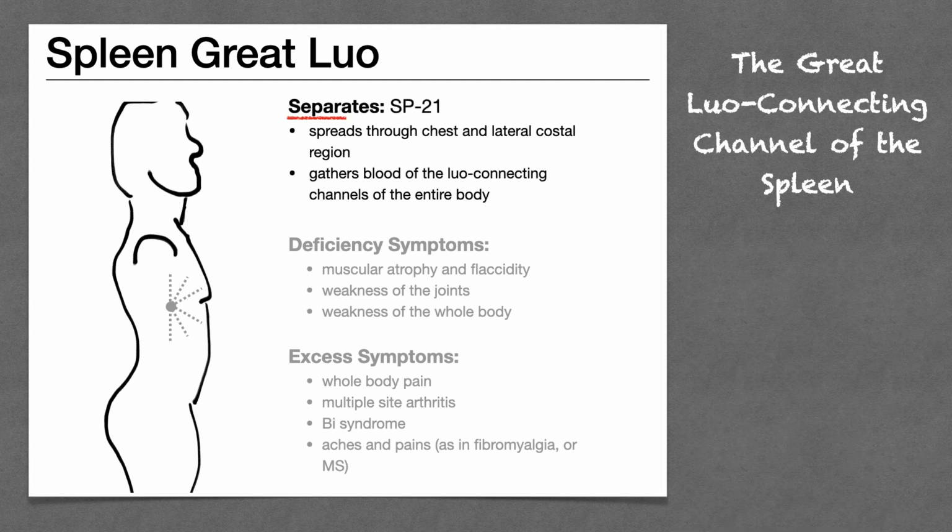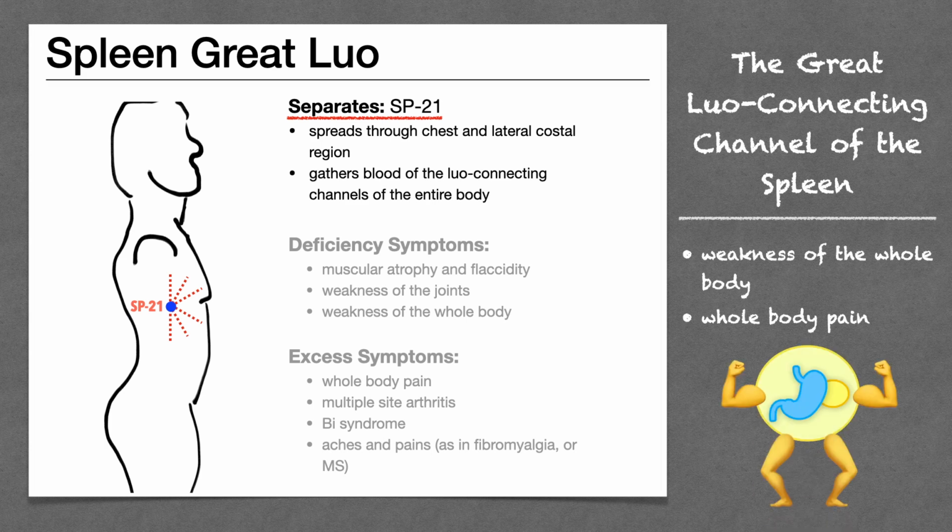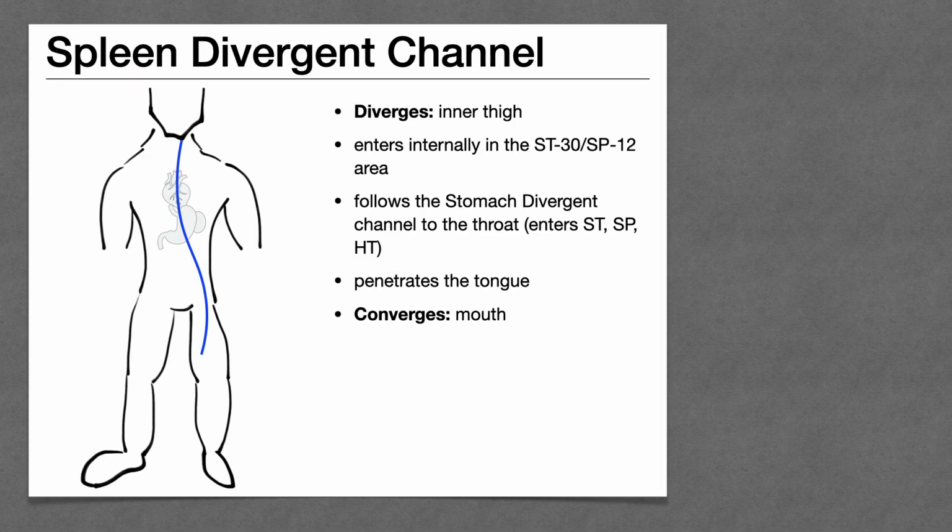So the spleen great luo starts at spleen 21, which is on the side of the chest. And this channel doesn't really have a pathway. It just spreads across the chest and the lateral costal region. And then it gathers the blood of the luo connecting channels of the entire body. So clinically, what we can use this for are conditions of the entire body, like weakness of the whole body or whole body pain. Remember, we said that the spleen governs the muscles and the 4 limbs, so that might be one way to explain why we can use this point to treat weakness, atrophy, flaccidity, or pain over the entire body.